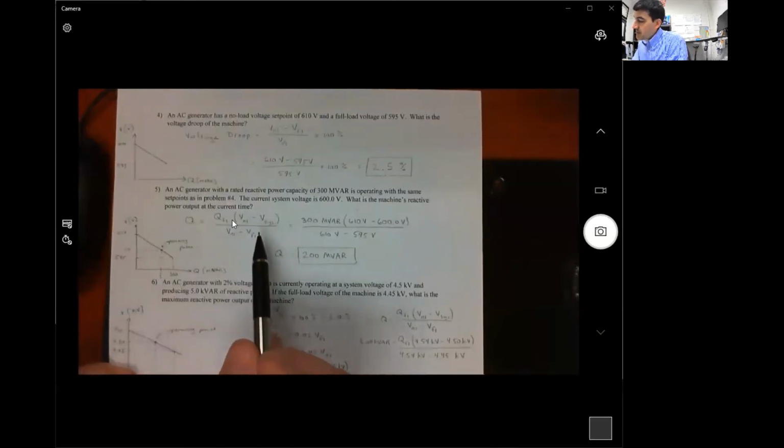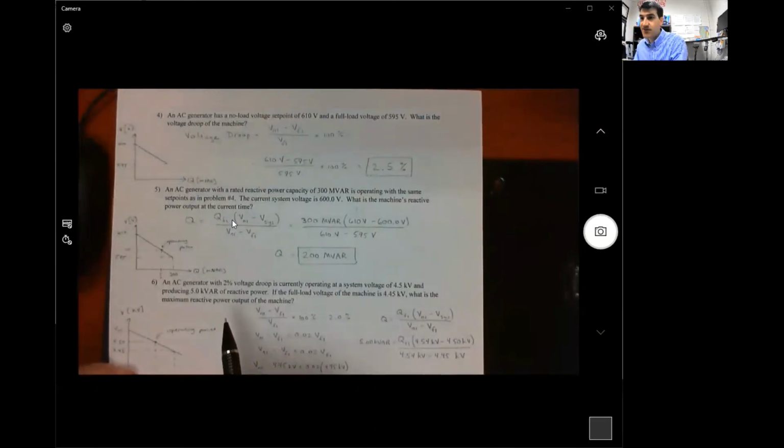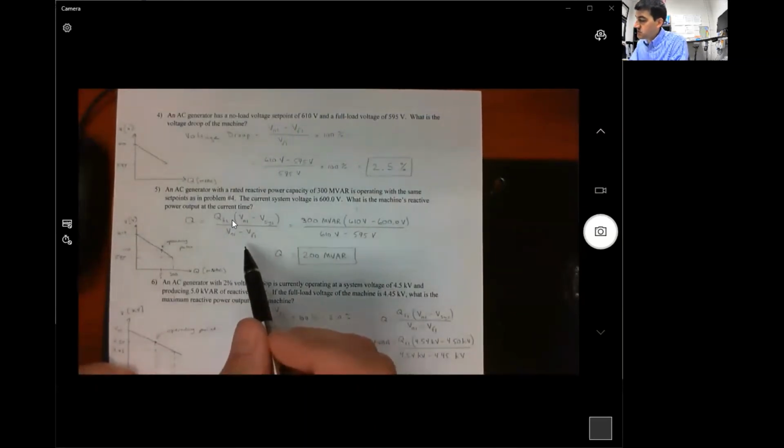Okay, so it has the same operating set points as number 4. And right now, our system voltage is at 600 volts. That's the output. So given these operating parameters and the droop and everything, we want to find out how much reactive power it is producing right now. So that's a question mark right there. What's its reactive power output right now? Fortunately, we have an equation for that we can plug directly into.